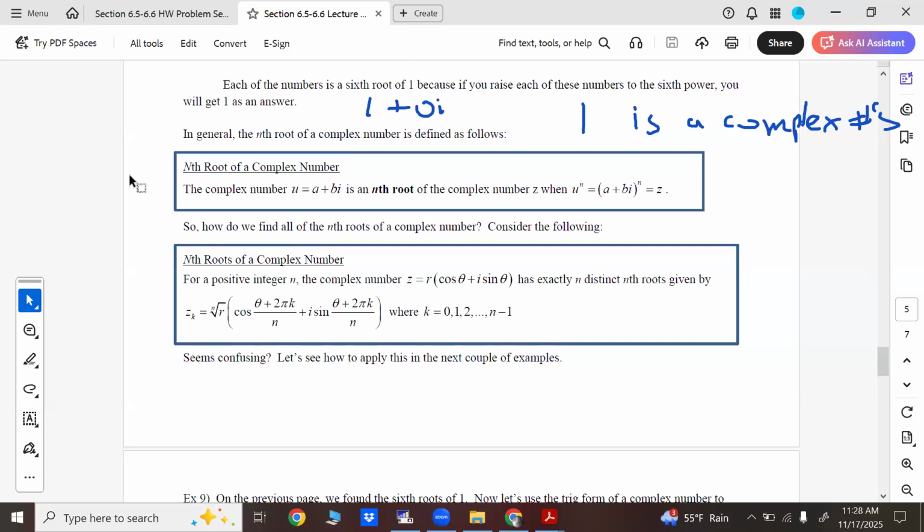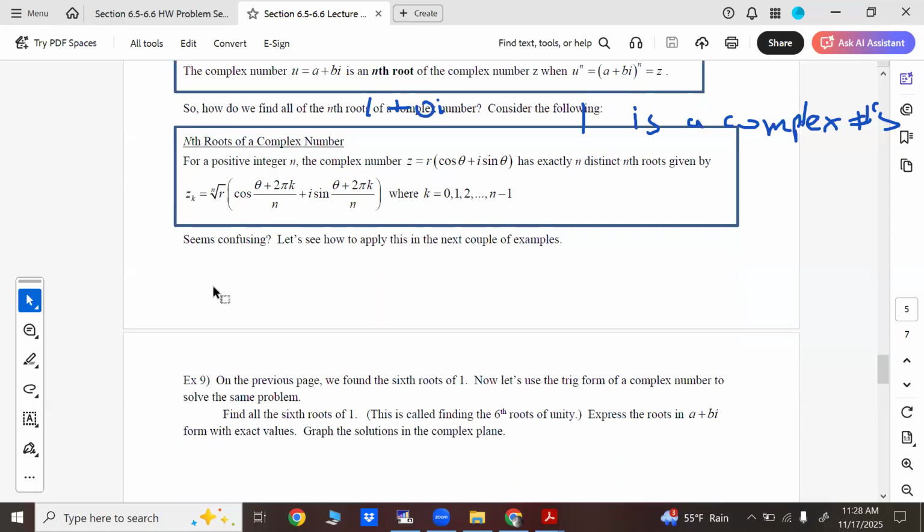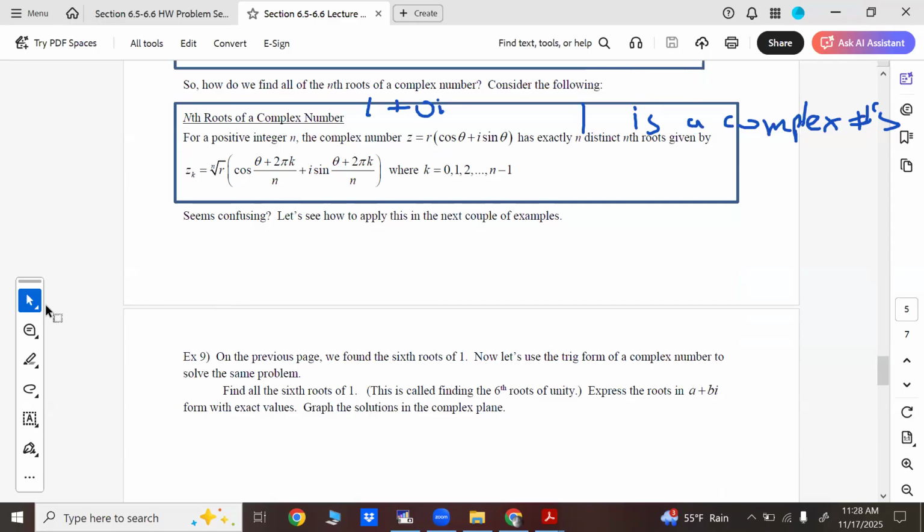Now here's the formula. It's really funky. It looks super crazy. Don't worry, it'll make sense when we do an example. But this is the formula. I'll give it to you, by the way. And yes, there are k's. The k's do come out with a vengeance. We'll see.